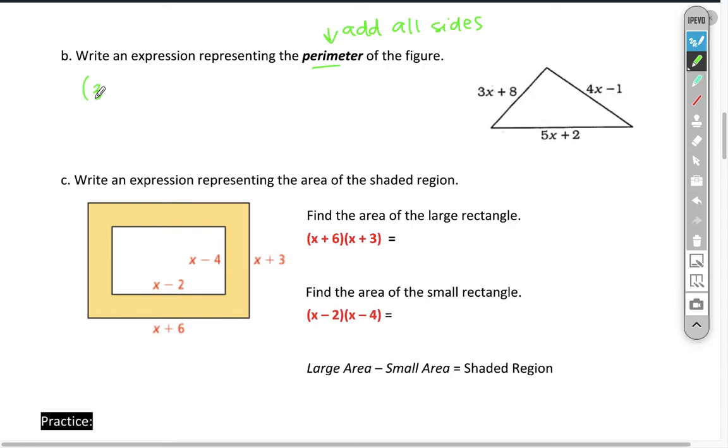So we have 3x plus 8, and the reason we write it in parentheses is just in case, like in that previous question, it changes the value. So 3x plus 8, 4x minus 1, plus 5x plus 2. Well, we know that these plus signs aren't going to change the value, so we can carry that down just the same way.